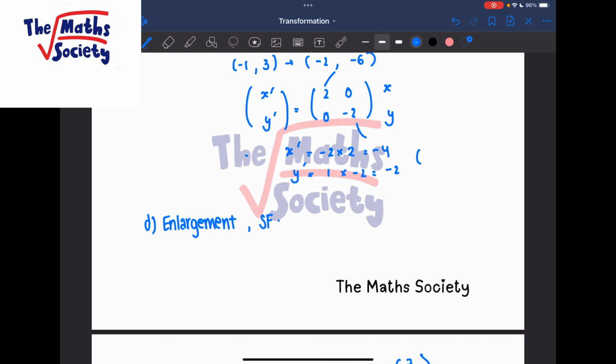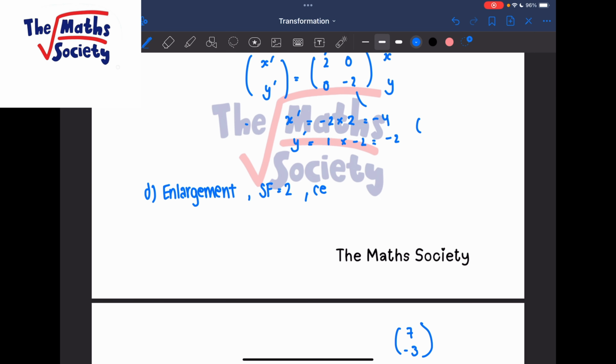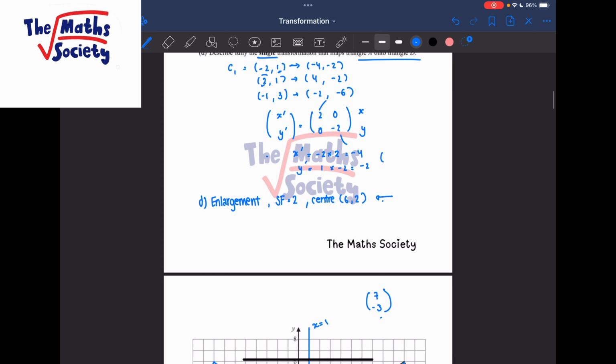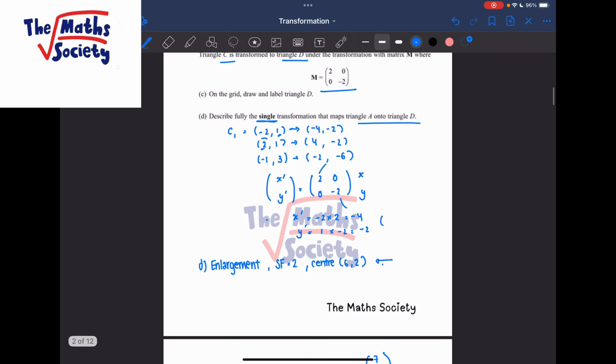So I have 2. And we can see the center where it was, which was here. That's 6,2. So you can just write center 6,2. You do need to write all 3 of these. What's the enlargement? Is it a type of enlargement or rotation? And what's the scale factor if it's an enlargement? And what's the center point to get full marks? Because it does say a single transformation, so you have to write all of it, describing how A becomes D.